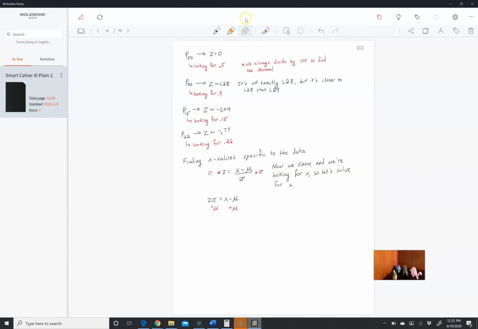And what that gives us, I usually prefer my x on the left, so x is equal to mu plus z times the standard deviation. So now it's just a new formula that we have. And this time it's solved for x because we are going to know what z is. Okay? So let's take some examples.